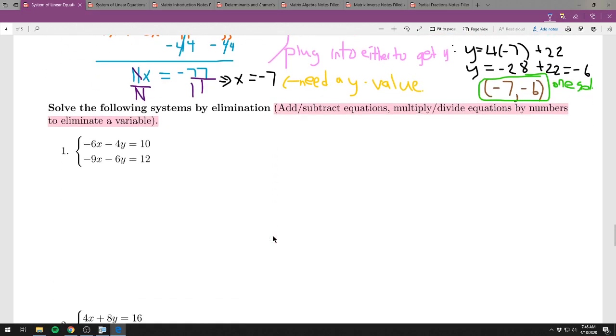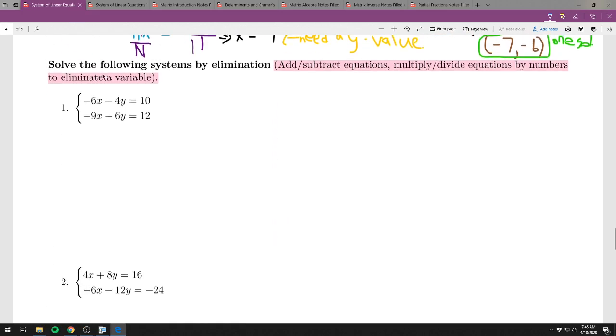All right, so the first one here under elimination method, our system of equations, we want to solve negative 6x minus 4y equals 10 and negative 9x minus 6y equals 12. All right, so the idea with solving systems by elimination is to eliminate a variable. That's why it's called that. And to eliminate a variable, the things you can do, you can add or subtract equations. So we can just add these together, we can subtract them.